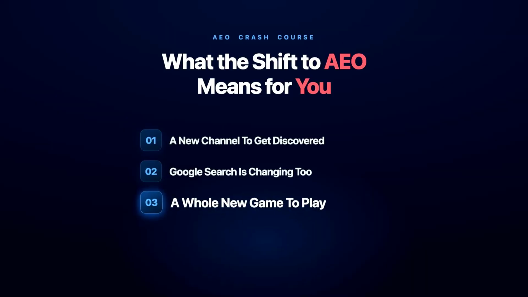And the third point is that we're now playing a different game. You can call AI search an extension of SEO. You can call it generative engine optimization or GEO. You can call it answer engine optimization or AEO. You can even call it, please, not another acronym. And I support that.